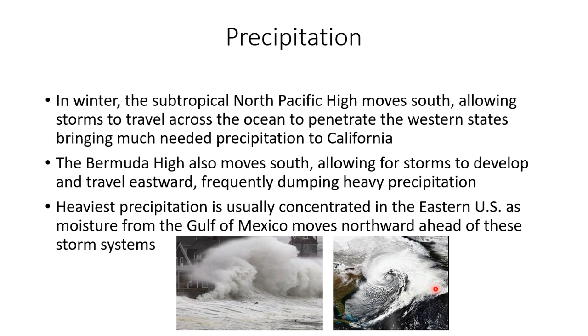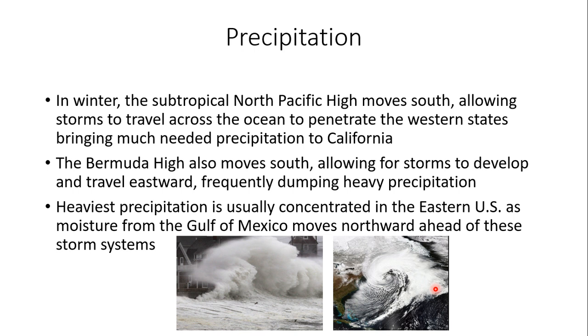In winter, the subtropical North Pacific High tends to move further south and allows storms to travel across the Pacific Ocean to penetrate the western states. It tends to bring much needed precipitation to California after a dry summer. The Bermuda High on the Atlantic side also is going to move south in the winter. This allows for storms to develop and travel eastward, frequently dumping heavy precip all the way to the east coast.